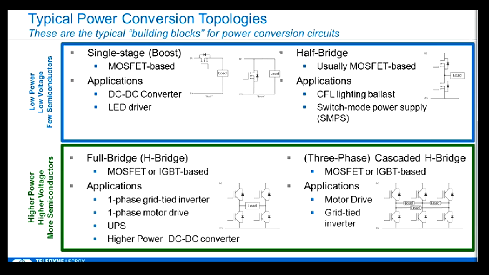Here are some very common building blocks for power conversion circuits. The outline in blue is basically lower power, lower voltage, fewer semiconductors, and the outline in green is higher power, higher voltage, and more semiconductors. These topologies are greatly simplified, but they are very typical of a switch mode power supply, a computer power supply, a very small DC to DC converter, or an LED driver. The half bridges are more common for switch mode power supplies or a lighting ballast.